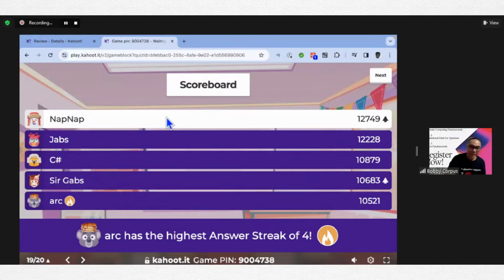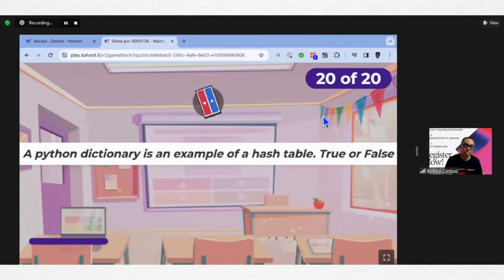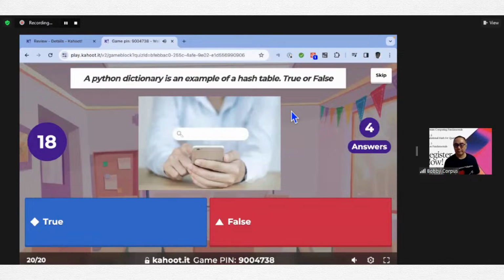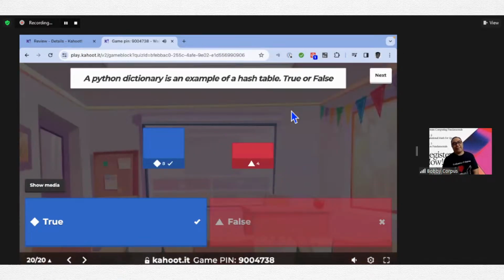Okay. So it's a battle between Napnap and Jobs, no? And this is going to be the last question, so true or false. Python dictionary is an example of hash table. True or false? Okay, answer is true.